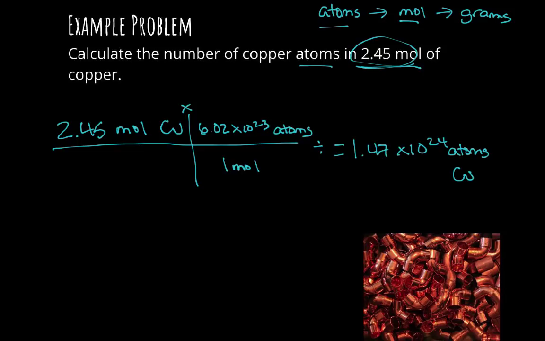And then when you're doing sig figs for this, you always go back to this original number that you write down. Remember, the conversions don't count for sig figs, so if this has 3 sig figs, then my answer is going to have 3 sig figs as well.